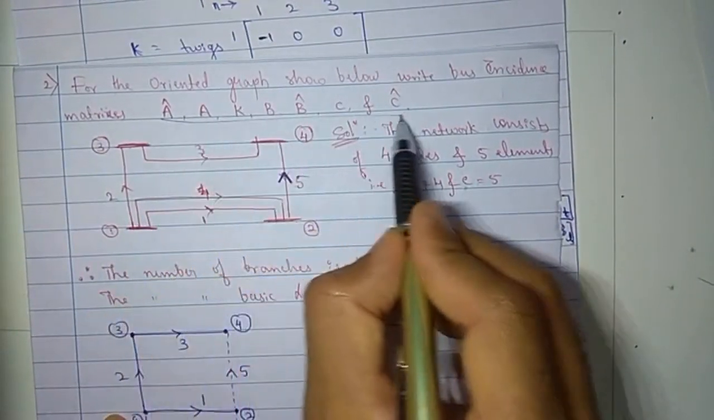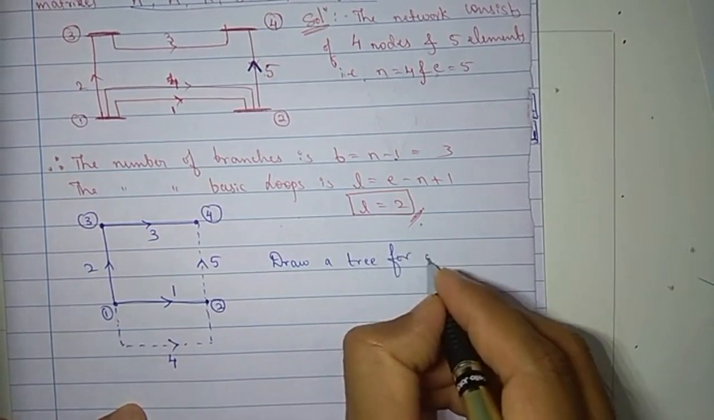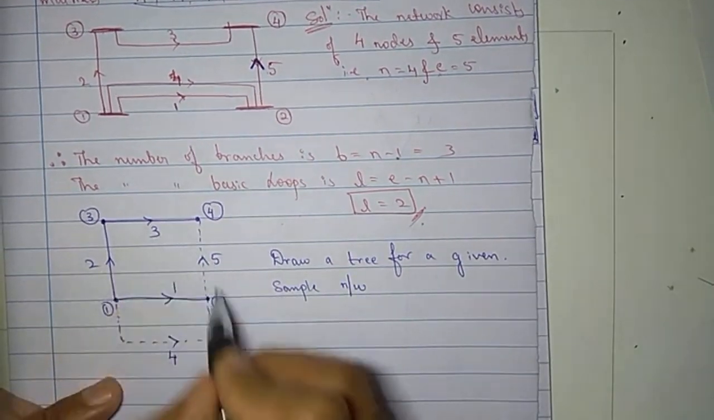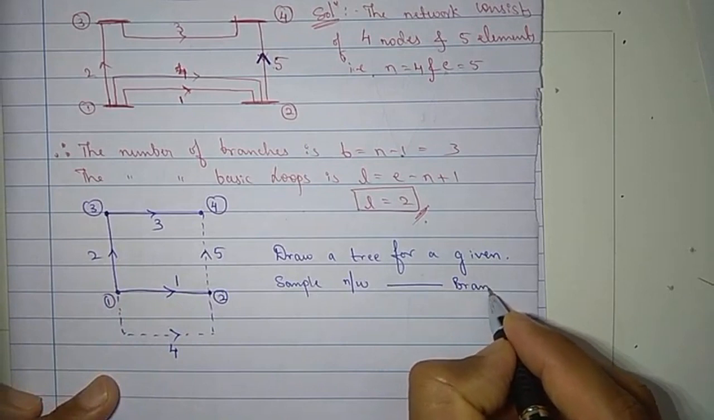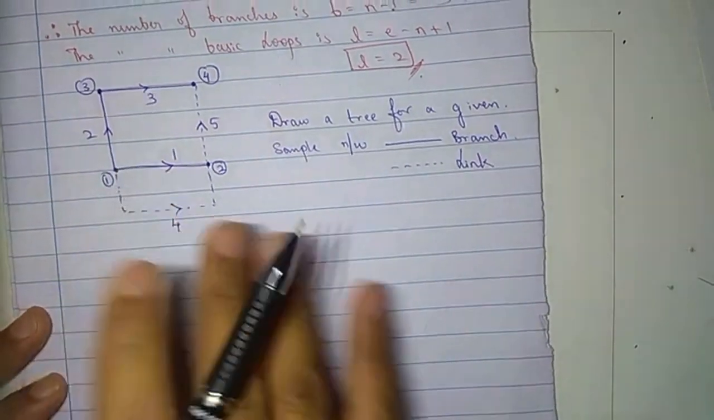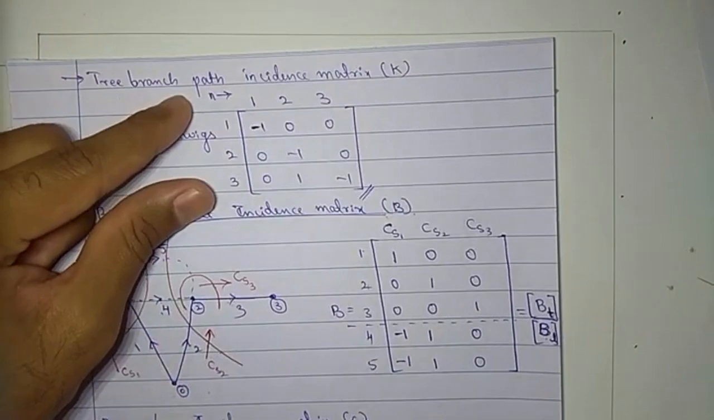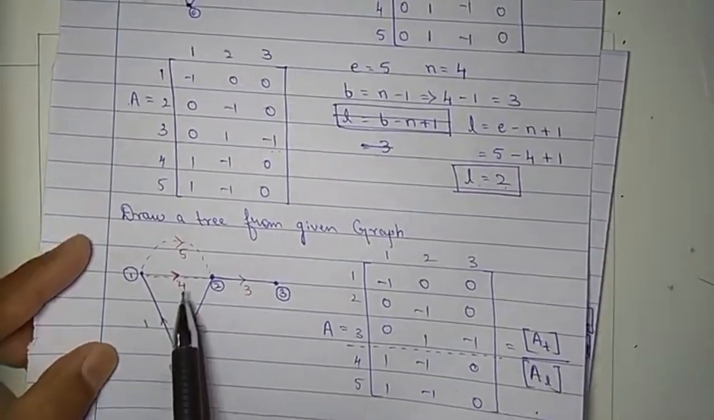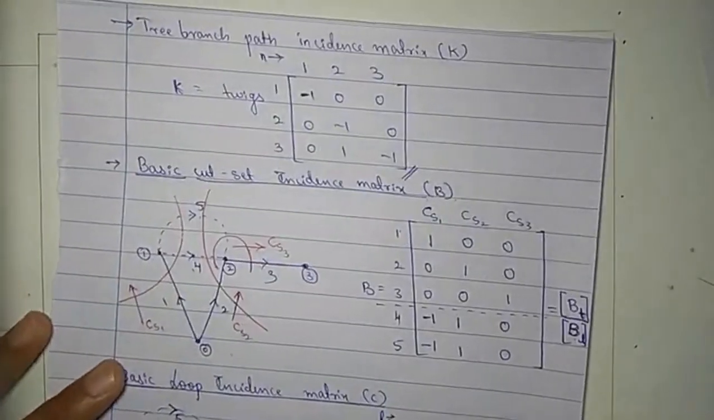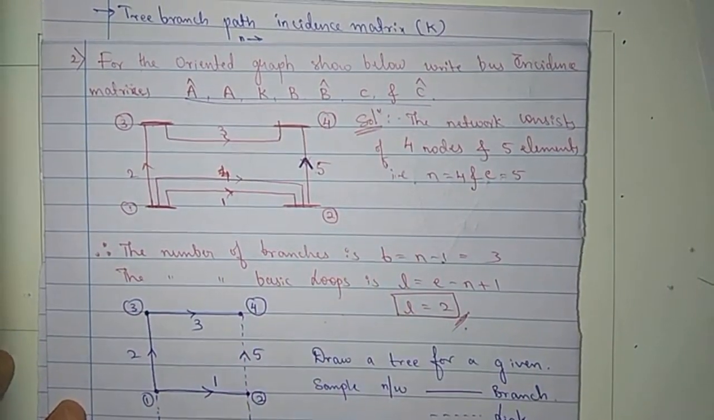Calculate all these bus incidence matrices. Draw a tree for a given sample network. I have already drawn where solid line represents branch, dotted line represents link. So try to solve this. I have explained one problem, how to draw the basic cut set matrix, basic loop incidence matrix, and tree branch path incidence matrix. Also I have explained how to draw the element node incidence matrix A cap and reduced incidence matrix A. The same way, for a given tree, calculate all these bus incidence matrices. Is that okay?